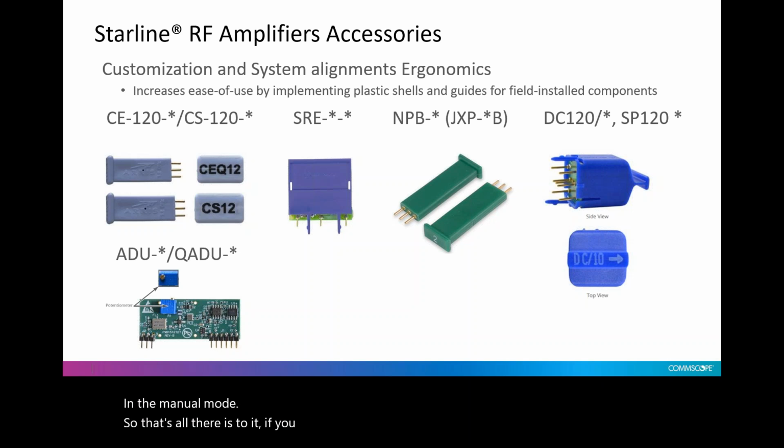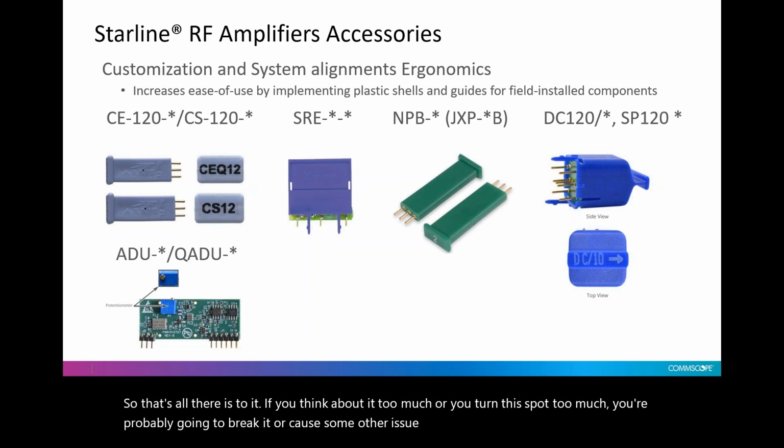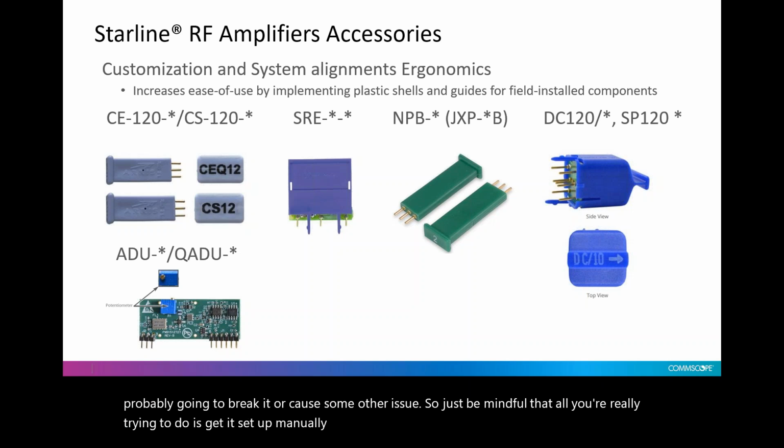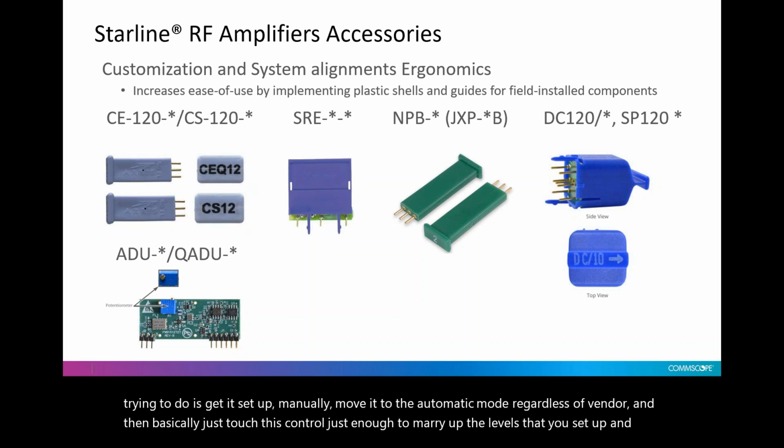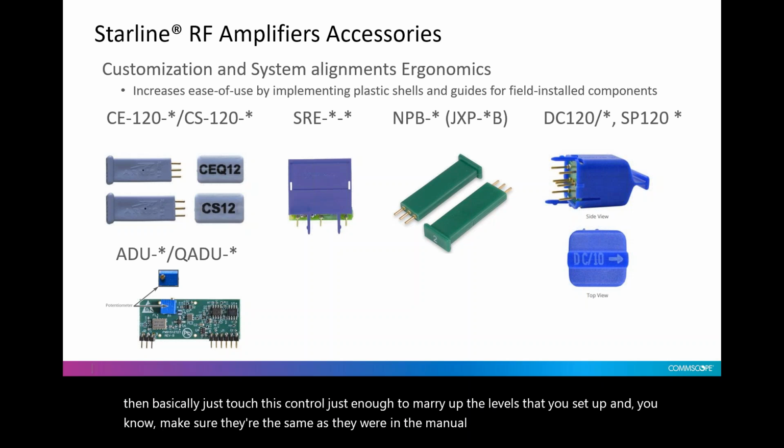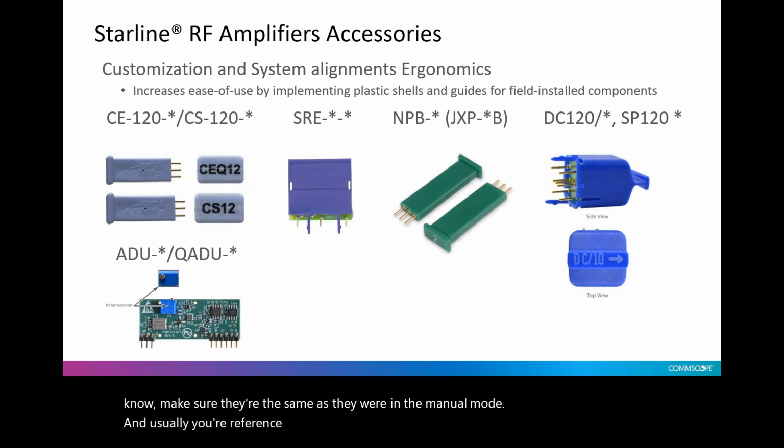If you think about it too much, or you turn this pot too much, you're probably going to break it or cause some other issue. So just be mindful that all you're really trying to do is get it set up manually, move it to the automatic mode, regardless of vendor, and then basically just touch this control just enough to marry up the levels that you set up, and make sure that they're the same as they were in the manual mode. And usually your reference is either the pilot level or the highest carrier on your bandpass.